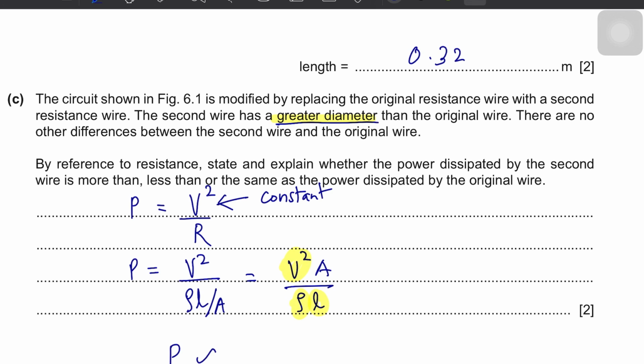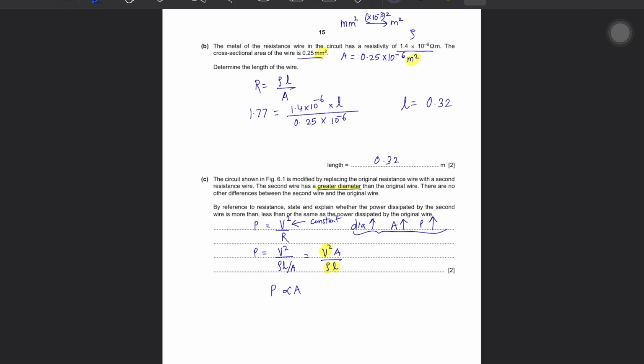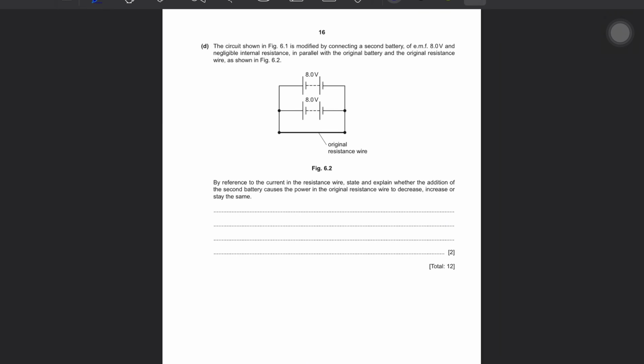So power is directly proportional to area. If diameter is increasing, that means area is going to increase. So what's going to happen to the power? The power will also increase. And that's what we can write in sentence form. Okay, I'm leaving it there. We can write it as a sentence.